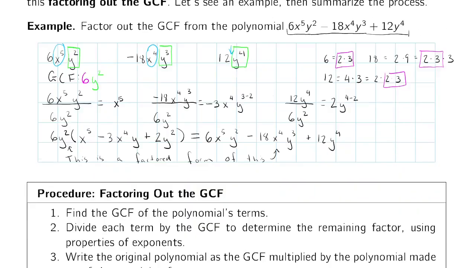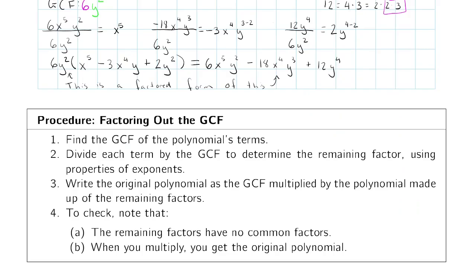So how do we do that? We find the greatest common factor of the terms. Then we divide each term by the GCF to determine the remaining factor. We use the properties of exponents to divide. We write the original polynomial as the greatest common factor multiplied by the polynomial made up of the remaining factors.